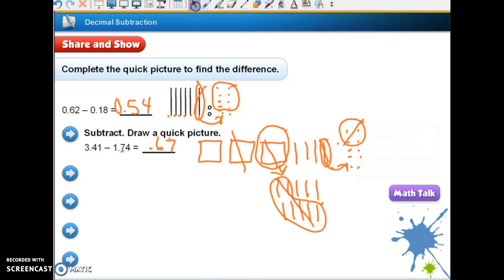And how many ones did I have? 1. So you should have 1 and 67 hundredths. Okay, work on the next one. I'm going to just work on it silently up here. You guys work on it.